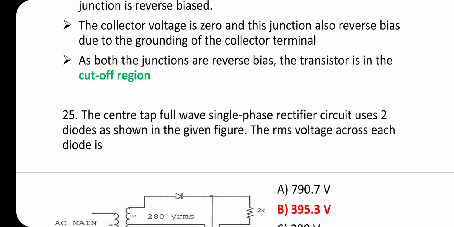If the emitter junction is forward biased and the collector junction is forward biased, the region of operation is saturation. If the emitter junction is forward biased and the collector junction is reverse biased, the region of operation is active. If the emitter junction is reverse biased and the collector junction is forward biased, the region of operation is inverse active. If the emitter junction is reverse biased and the collector junction is also reverse biased, the region of operation is cutoff region.